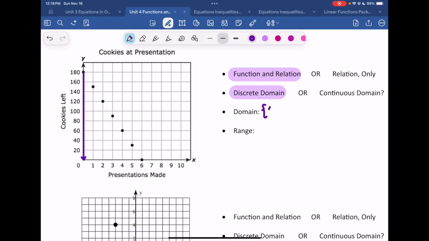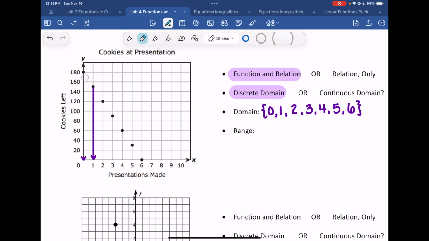So for the first point, it's 0. For the second point, it's 1. Okay, etc. And then we go all the way up until 6. Now, in this problem, it just so happens that all of the numbers are being used through 6. That might not be the case. Okay, it could be scattered. There could be negatives if it was a different type of problem. But that's how you would go about finding the domain when the points are disconnected.